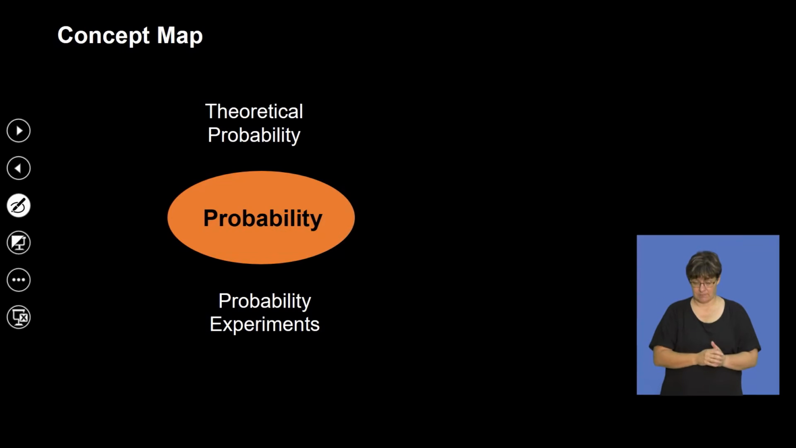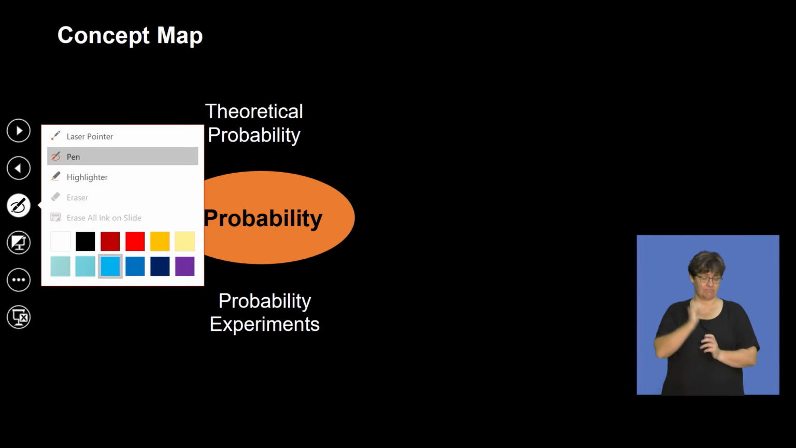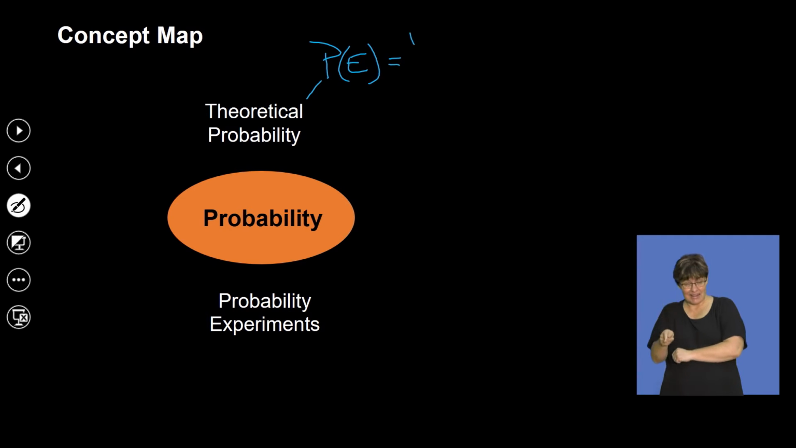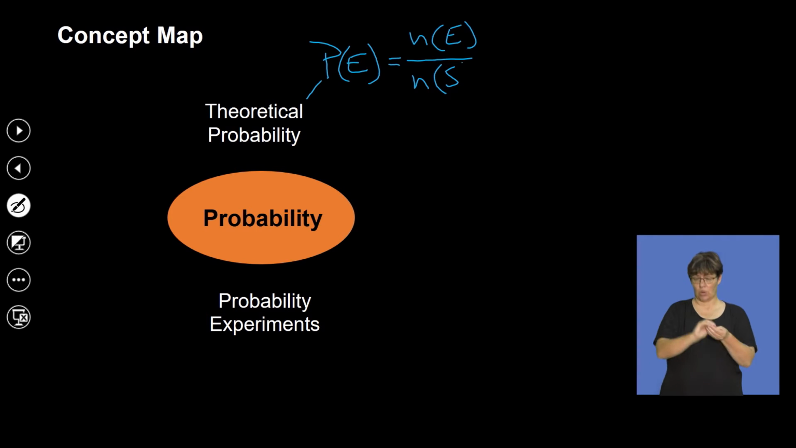So let's have a look at our concept map again. And just to remind you, we have focused quite a lot on theoretical probability. And so you should know by now the probability of an event that we would like to take place is the number of times that event can happen divided by the number of total events that could also happen in a particular situation or scenario.